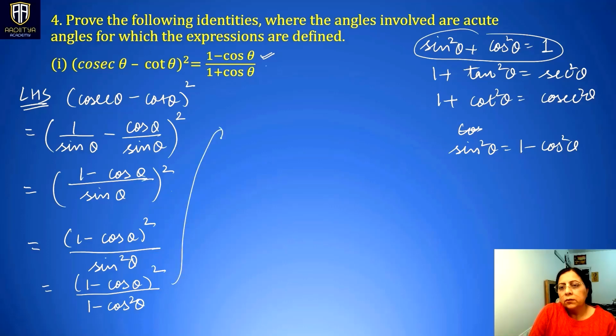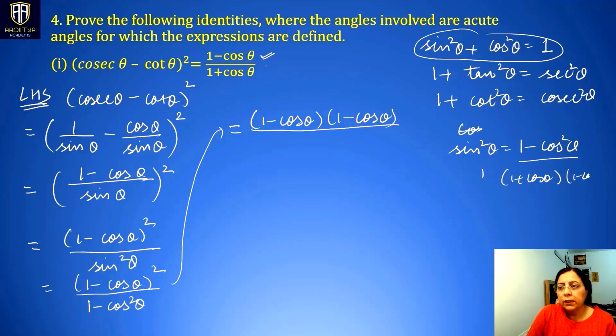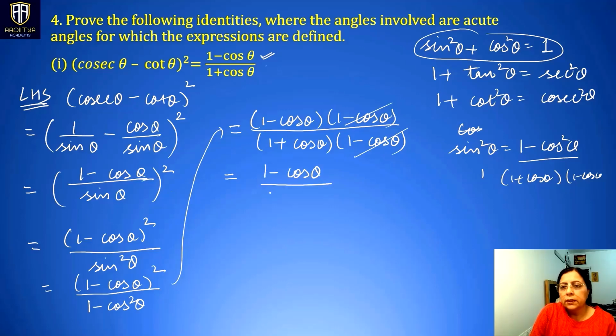Next we can write this as 1 minus cos theta into 1 minus cos theta. Whole square can be written as product of 2 brackets. In the denominator, we have 1 minus cos square theta, which can be related to a square minus b square. So we can open this as 1 plus cos theta, 1 minus cos theta, right? 1 plus cos theta and 1 minus cos theta. So what we can do here is we can reduce these 2 brackets. So now we have got what we wanted in the right hand side of this equation.